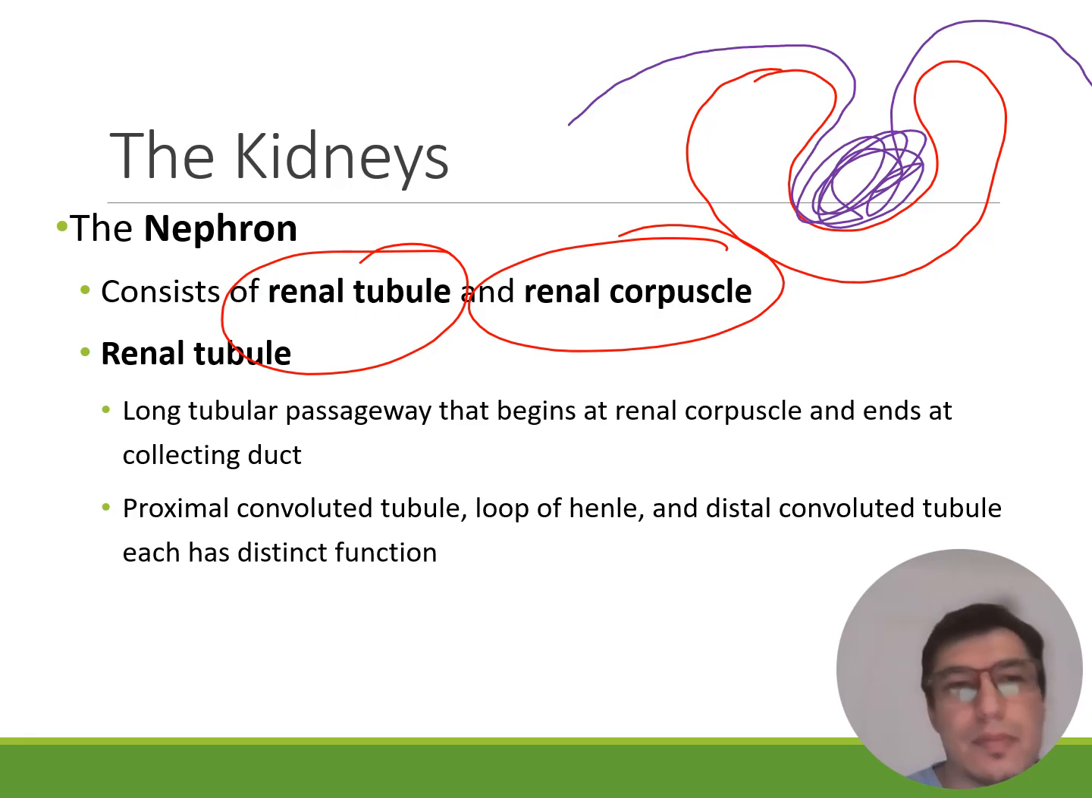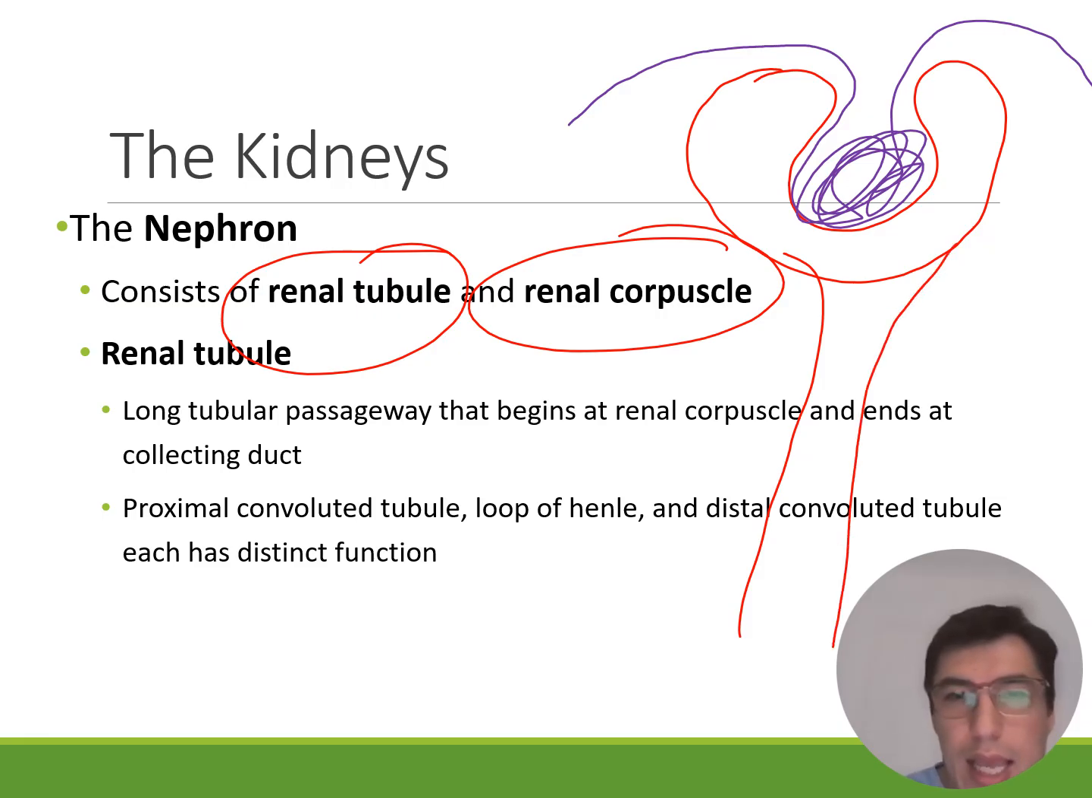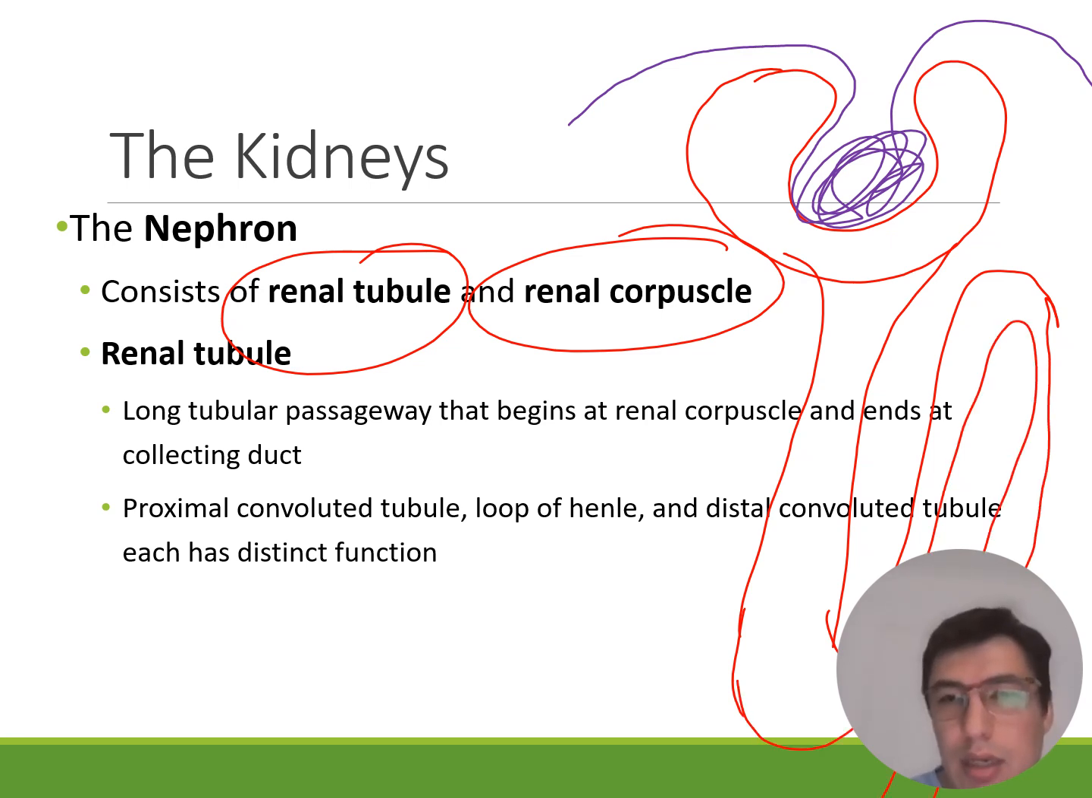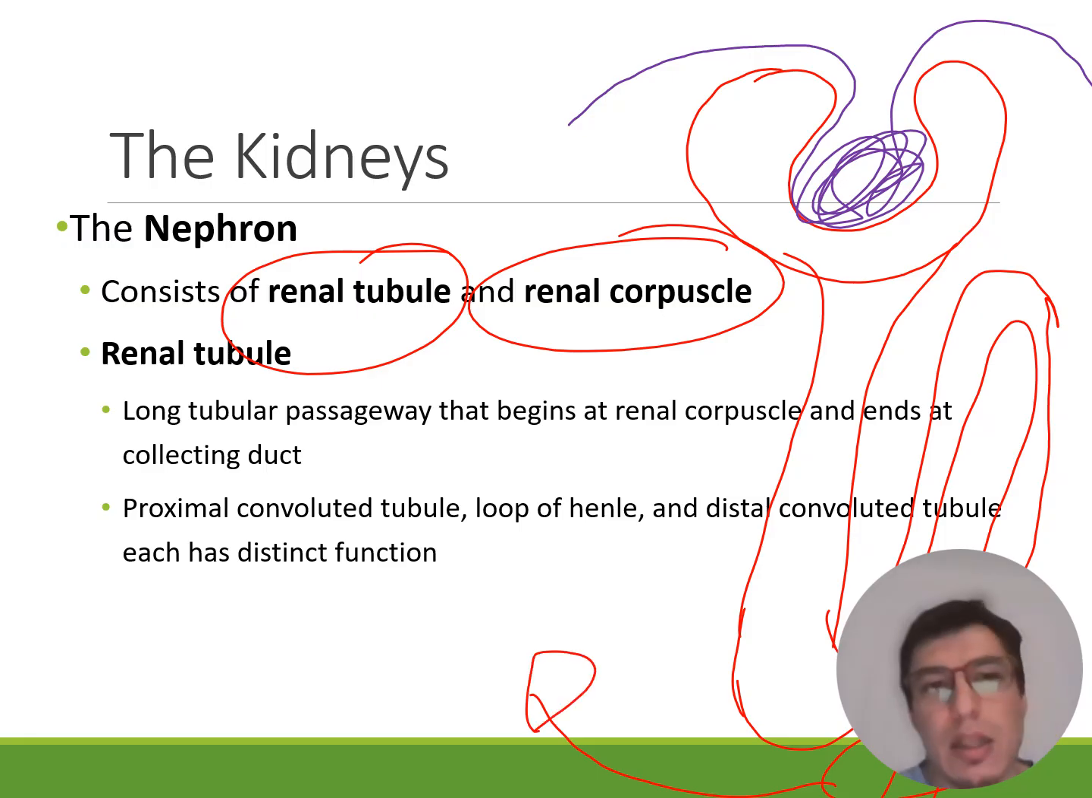All right. So just put in here, the filtrate will be through here, and once it is passing to that loop of Henle, the convoluted, then it will go right up here. And it is this part right here that we call the renal tubule. It's a long tubular passage that begins at the renal corpuscle and ends at the collecting duct. The proximal convoluted tubule, loop of Henle, and distal convoluted tubule each have their own function, and we'll discuss them next.